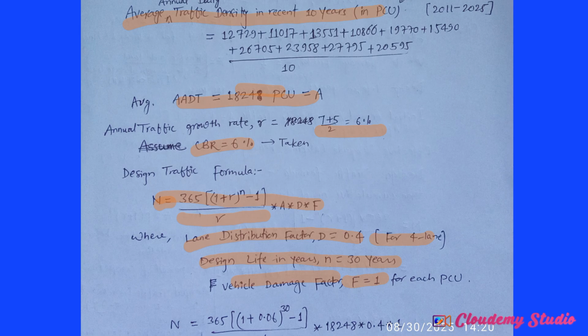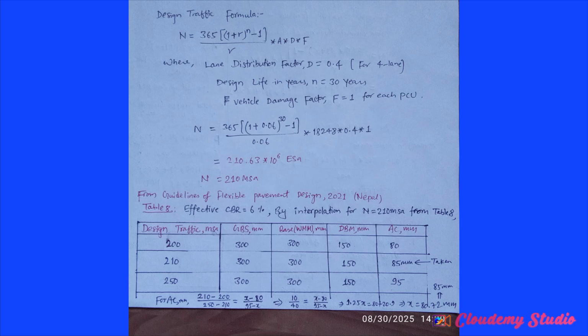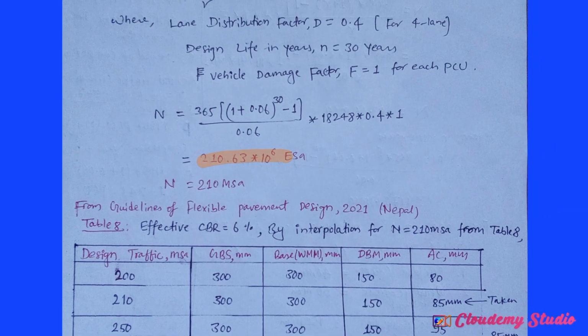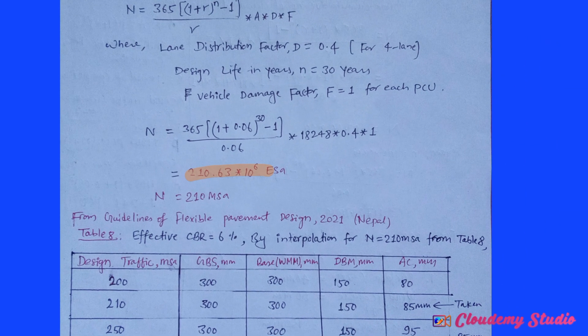Putting these values in this equation, we get the equivalent standard axle load as 210.63 times 10 to the power 6 ESA. That means 210 MSA, 210 million standard axle load.